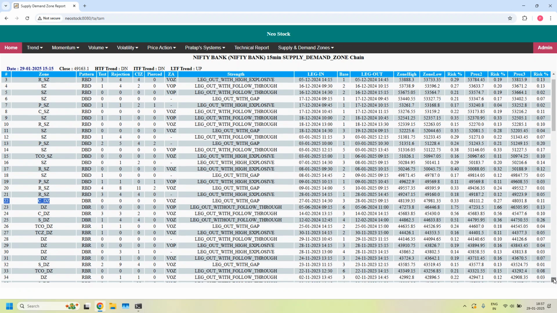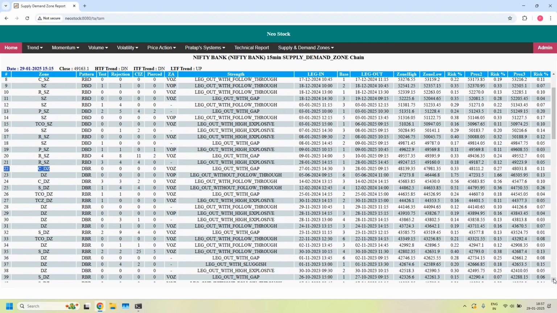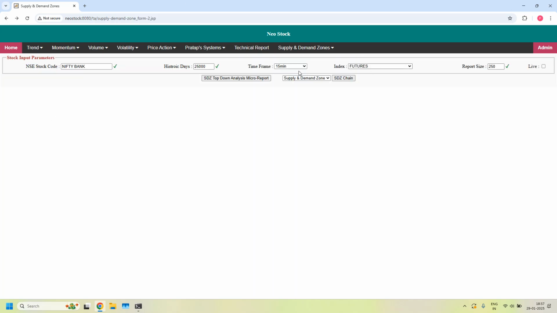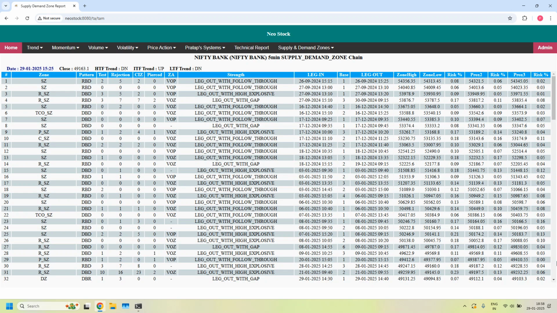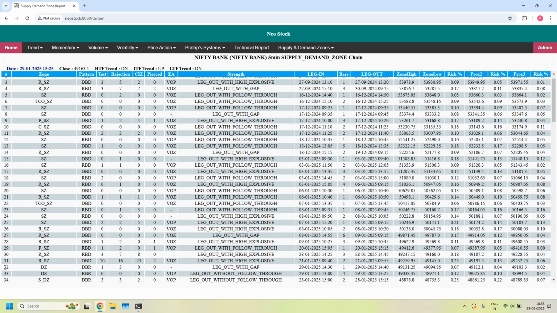Let me put it in the center. Next, 5 minutes supply demand zone chain for Bank Nifty. 30 is the demand zone. Let me put it in the center.